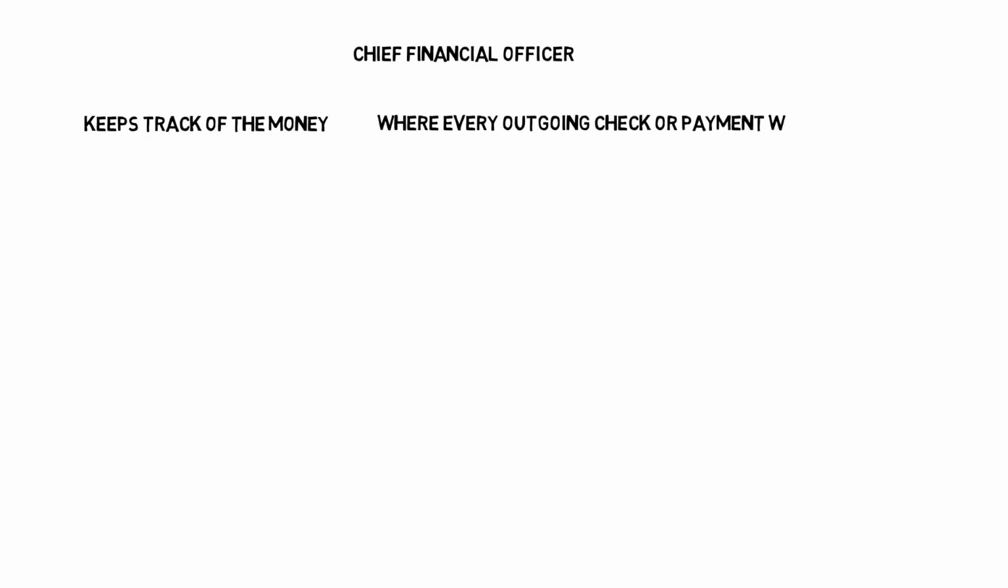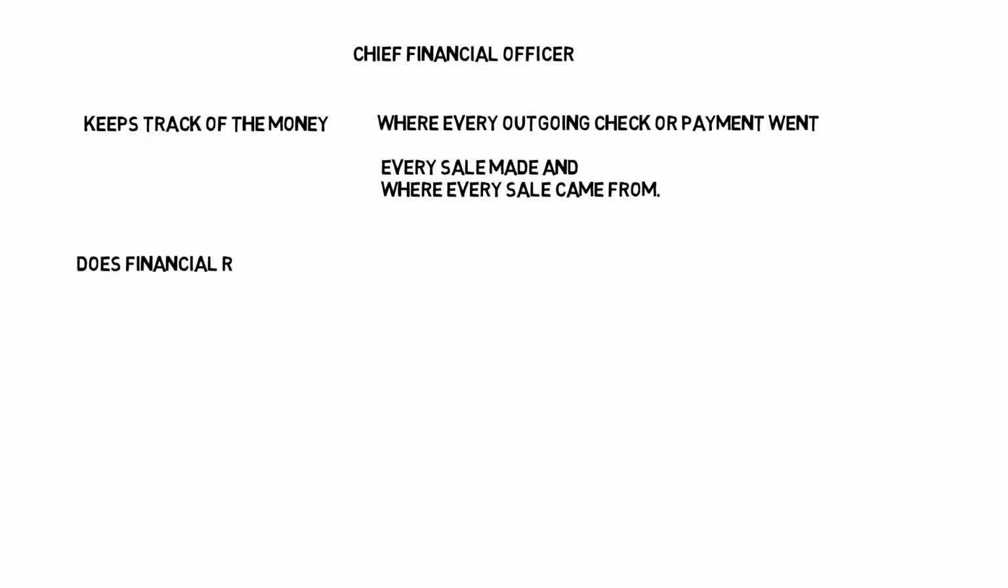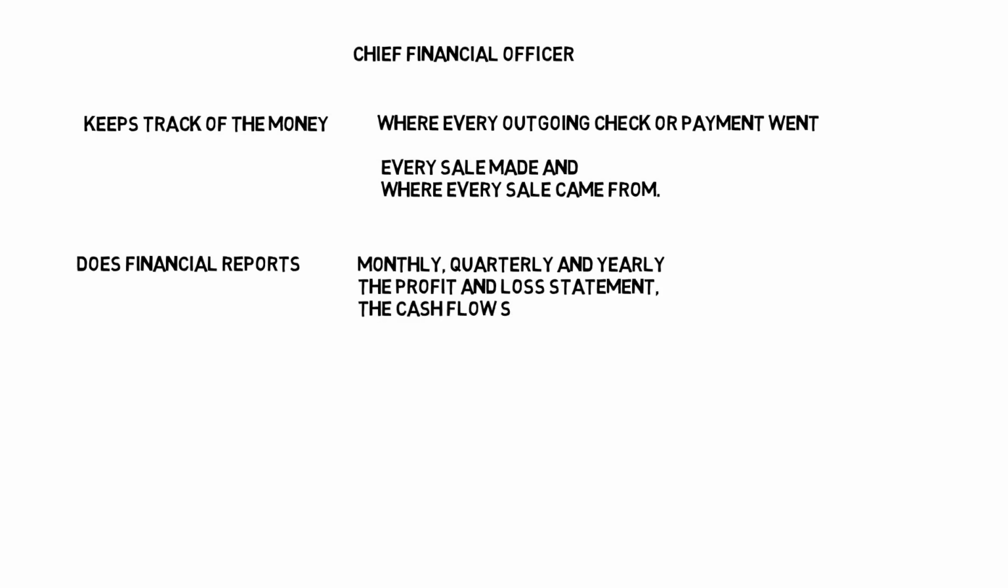Let's talk a little bit about a chief financial officer, a CFO, and what they do. The CFO in the company is the person who keeps track of the money, where every outgoing check or payment went. The CFO should know where every sale came from. The CFO is the person in the company who does the financial reports, monthly, quarterly, yearly: the profit and loss statement, the cash flow statement, the balance sheet statement. The CFO in a company keeps track of the budgets.